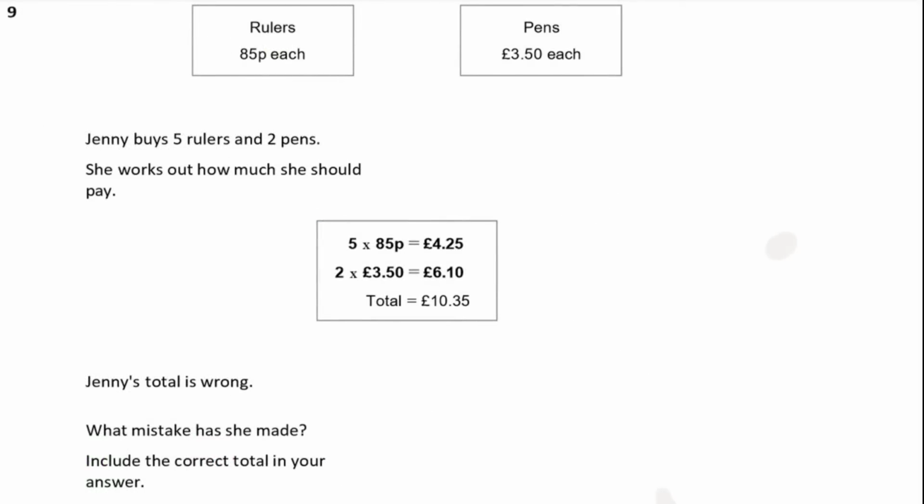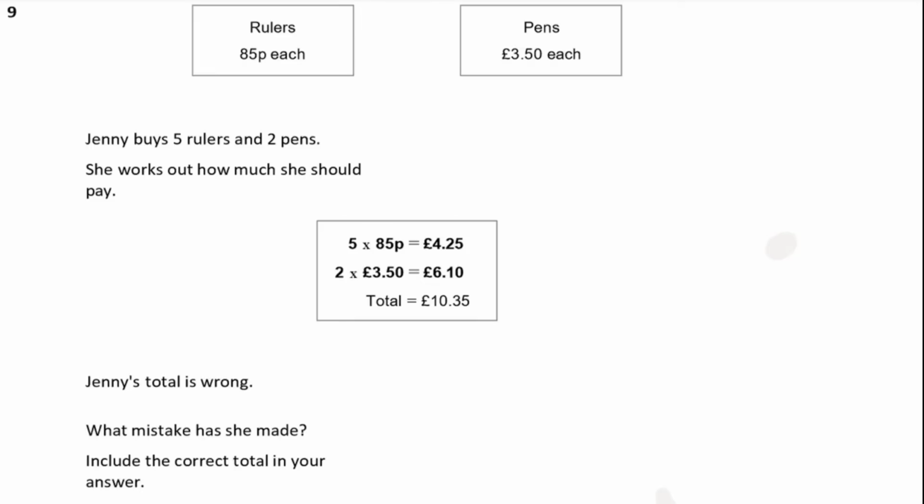Question 9. Jenny buys 5 rulers and 2 pens. She works out how much she should pay. And then we've got a little sign up here saying rulers are 85p, pens are £3.50. So she works out that 5 times 85p is £4.25. 2 lots of £3.50 is £6.10. She's added those together and got a total of £10.35. Jenny's total is wrong. What mistake did she make? Include the correct total in your answer.